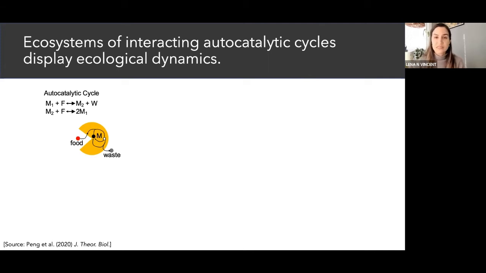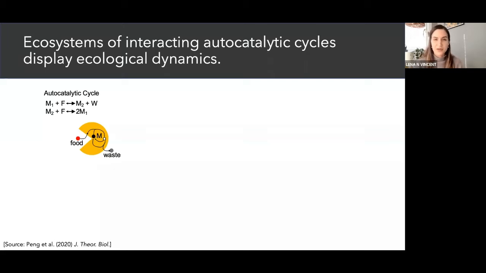And we refer to these as member species or member chemicals, and they're denoted as M's or Mu's in the figures I'm going to show you. So importantly, these cycles also require food, or F, which is only present on the reactant side, and also generate waste, W, which is only present on the product side.